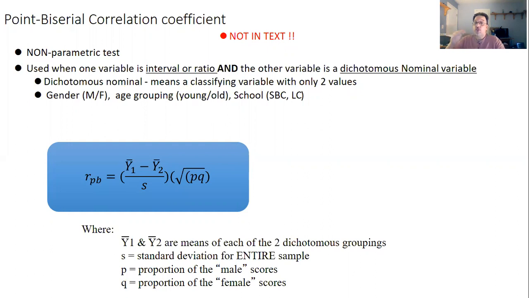So you can't have a third one and just say, I'll ignore the third one and only look at 1 and 2, because we're going to be calculating the standard deviation for the entire group. So all scores matter in the standard deviation, so you can only have 2 groups in here.